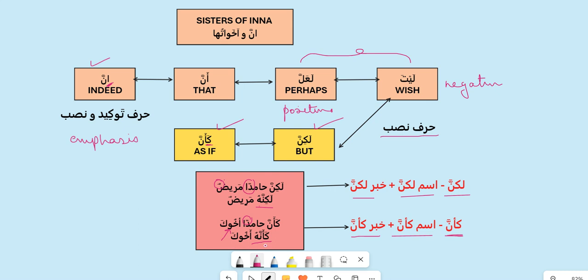This is our khabar ka'anna and this damir is our ism ka'anna in this case. The damir here is the ism lakinna. So this is all the rules for sisters of inna. Now lastly, let's go on and check the lesson now. Dars al-thalith means the third lesson.